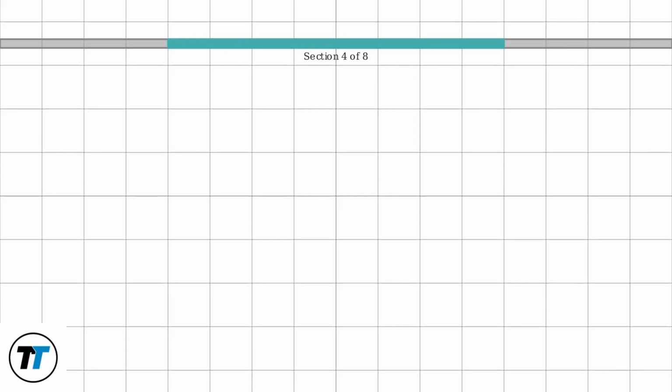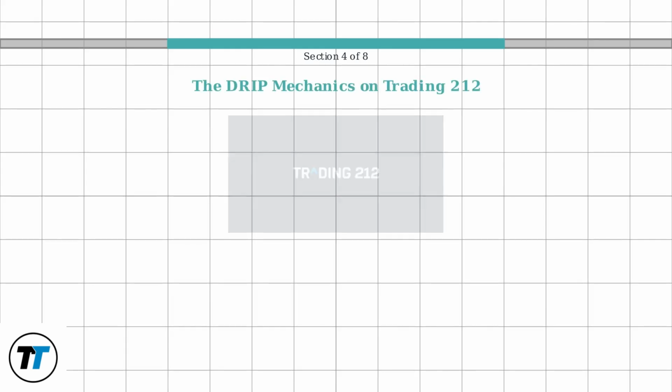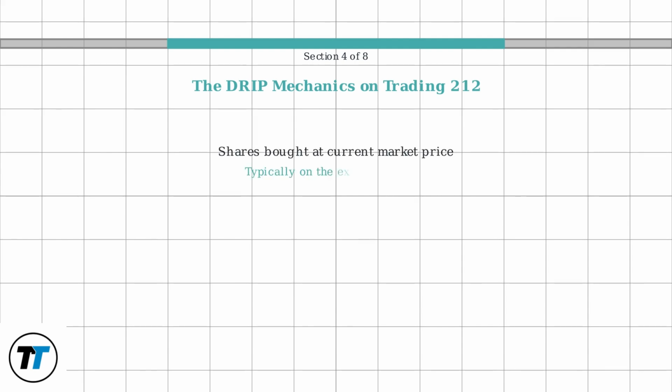stock purchases. When a stock you own pays a dividend, Trading 212 automatically uses the cash to buy more shares of that stock at the current market price, typically on the ex-dividend date. Trading 212 handles this process automatically, so you don't need to manually reinvest your dividends. The reinvestment occurs at the current market price, usually on the ex-dividend date when the dividend is distributed.